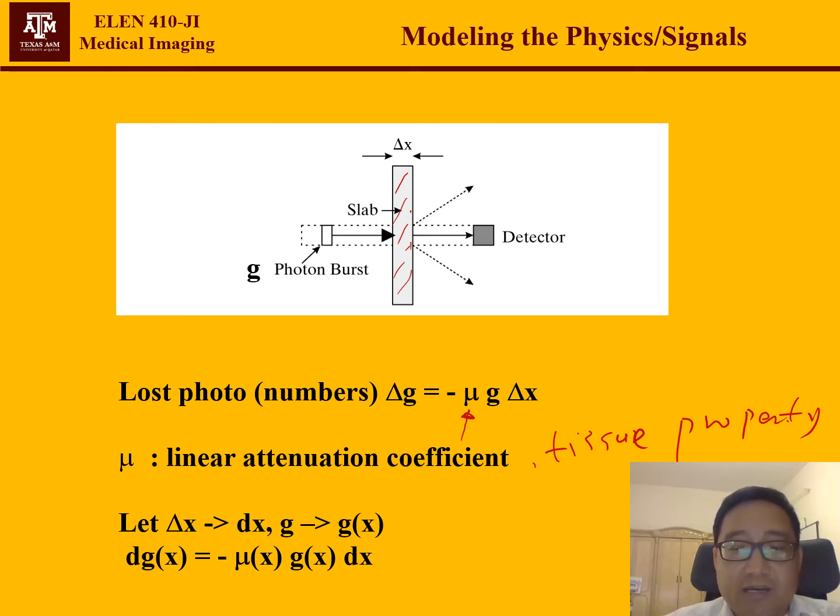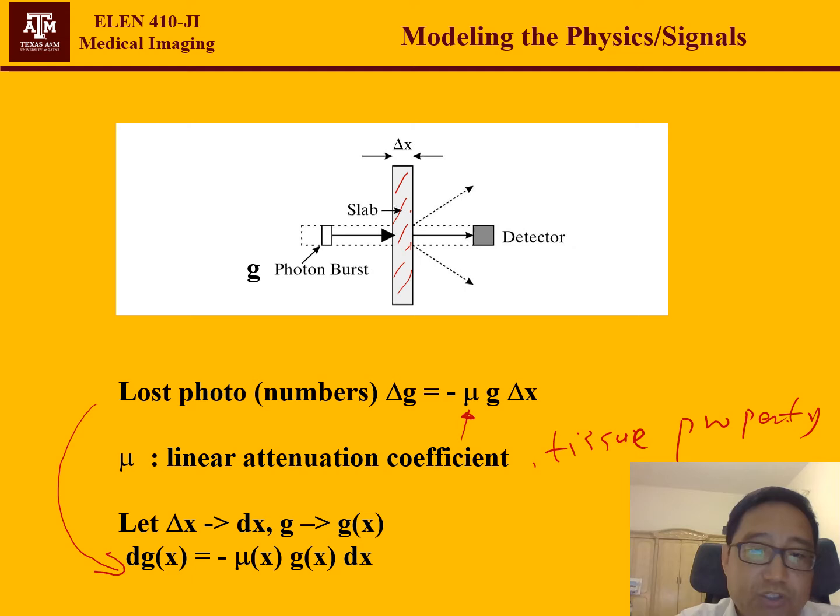And so if you have a large piece of muscle, then that G will depend on the location, the depth of the muscle where you're looking at it. So it becomes a function of the depth, G of X.